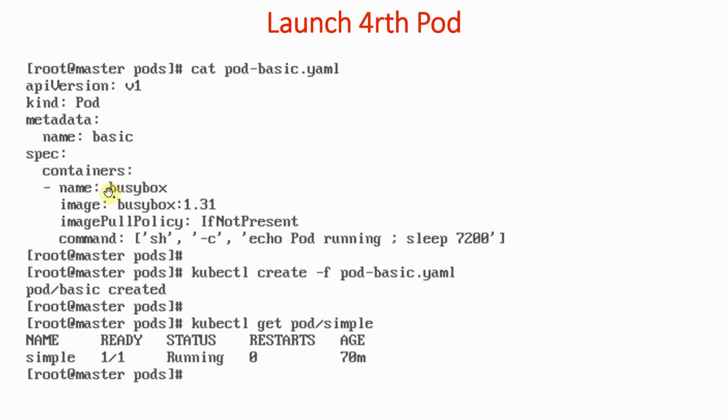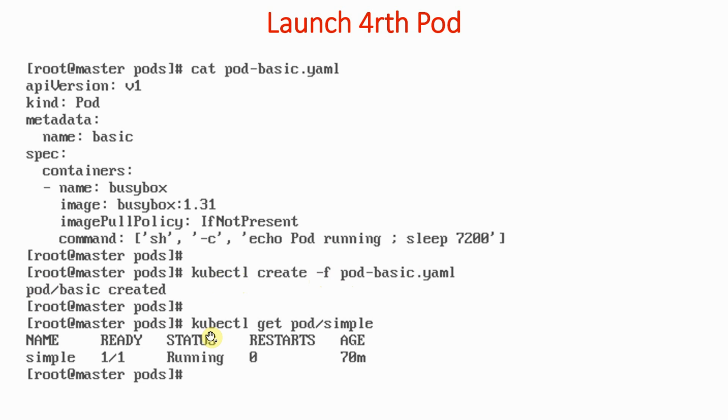Here we are going to use one BusyBox image, which is the smallest image available, and we are going to name our container as busybox. Image pull policy is again if not present, and we are going to run that command. Then we are going to create again by using the same command, kubectl create -f, the name of the file. What it is saying: pod basic created.